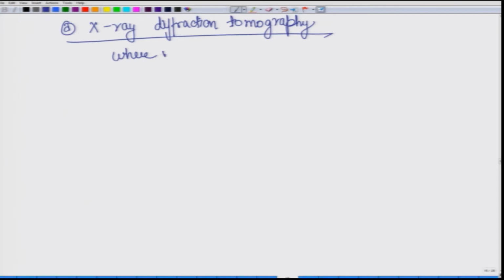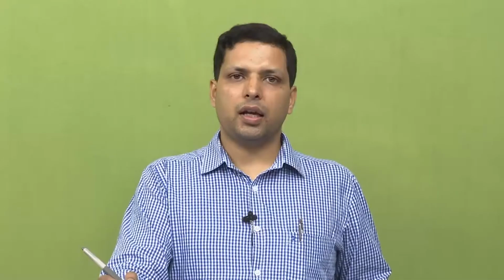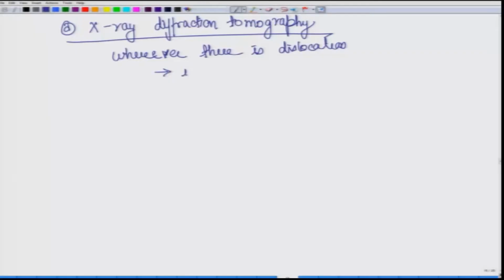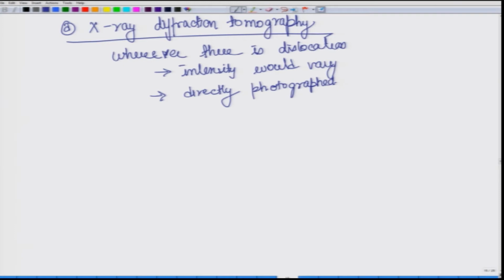wherever there is a dislocation, what will happen? What will happen is something similar to what I said in TEM: the intensity would vary, and this can be directly photographed.